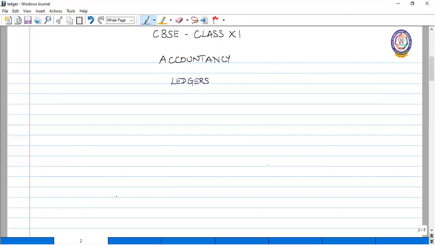Now we'll see the definition of ledger. A ledger can be defined as a book which contains, in a summarized, classified form, a permanent record of all transactions.